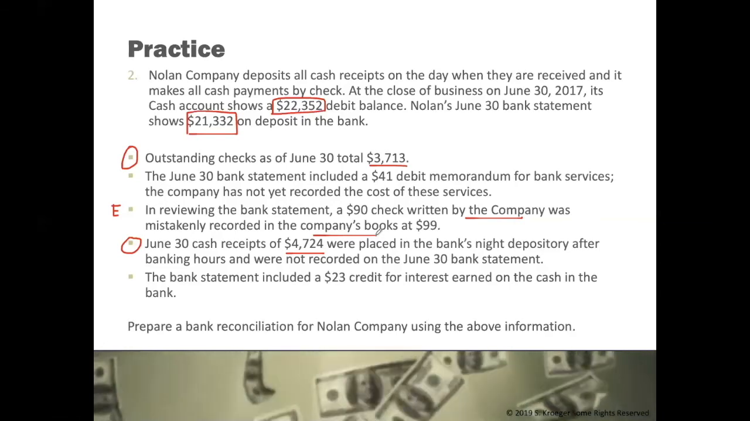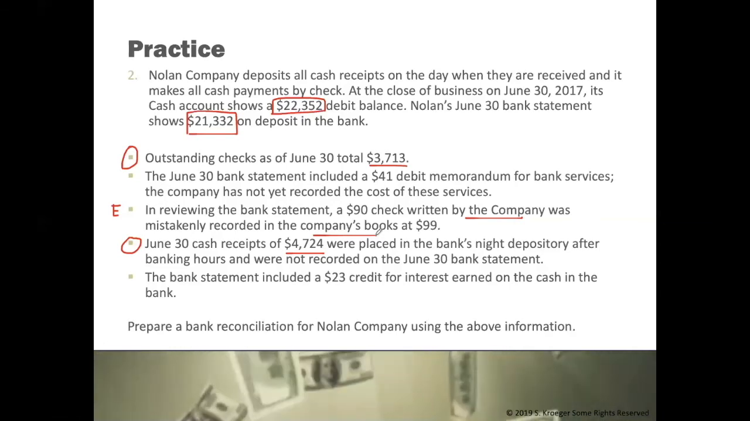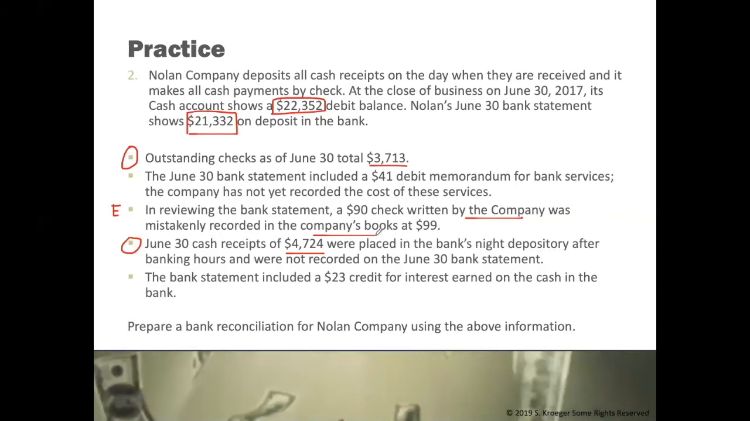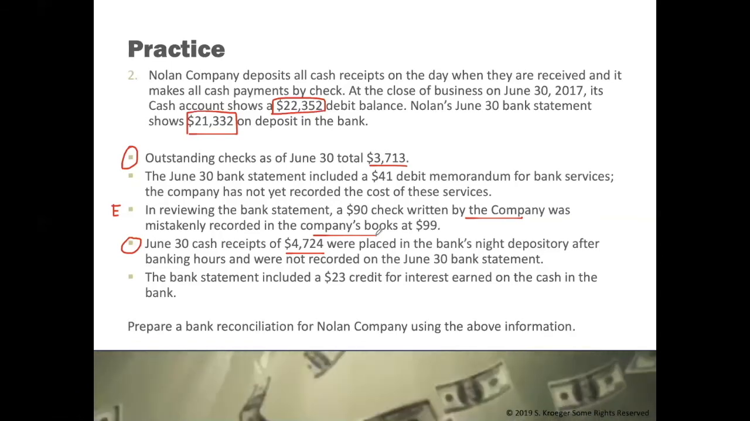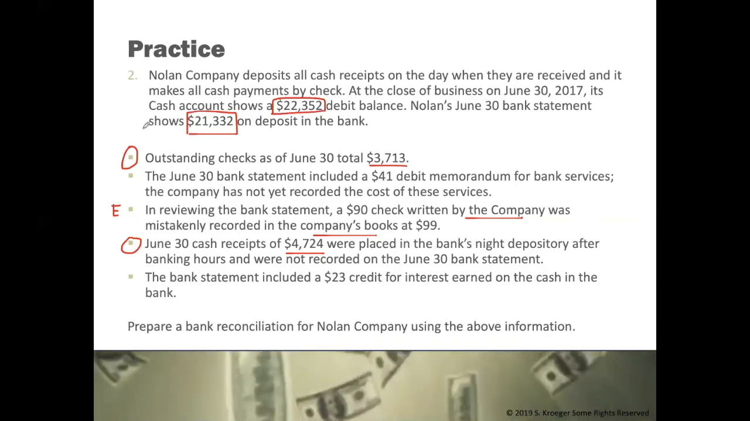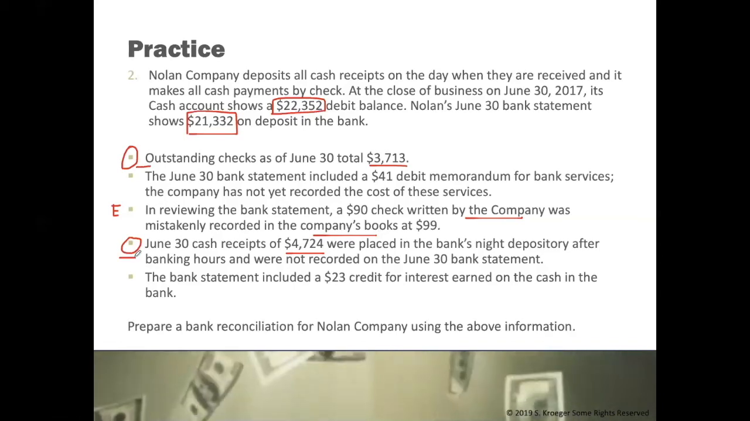In this case, it would be the bookkeeper. The books need to be updated. Therefore, this error does not go on the bank side. It will go on the book side because the bank did not make the error, so they do not need to fix it on that side. The bank did what they were supposed to do. The only items that will appear now would be the outstanding checks and the deposits in transit.